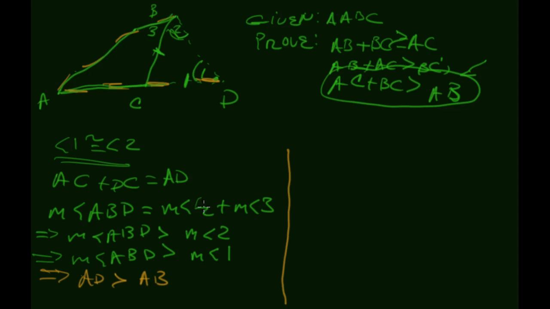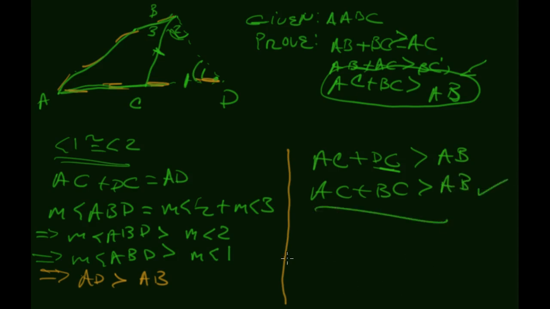Okay, so if I've got that, but I know that AD is AC plus DC, and that has to be bigger than AB, but by construction, DC has to be the same length as BC, so AC plus BC have to be bigger than AB, and voila, there we go, we have proven the triangle inequality. So any two sides of a triangle have to be bigger than the third side.